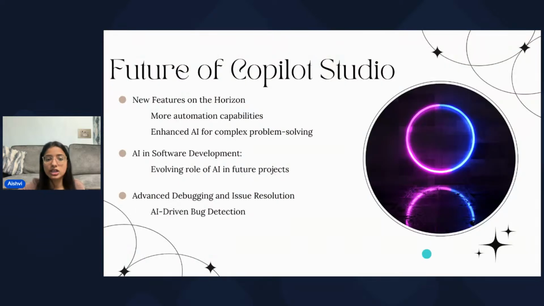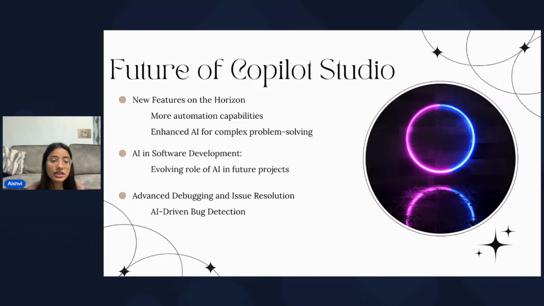Lastly, we'll be talking about the future of Copilot Studio. Now, definitely, with the revolution in the AI industry, Copilot coming up by Microsoft and OpenAI, there are a lot of features that are there, and there is scope for a lot of improvement as well. Like we can have more automation capabilities. As right now, we do get a number of features like the suggestions, the debugging, etc. However, there is definitely scope for more, and the enhanced AI will be helping in complex problem solving.